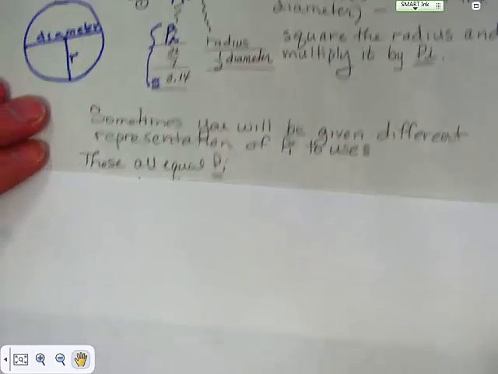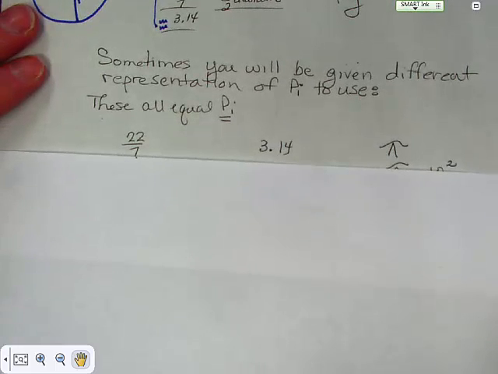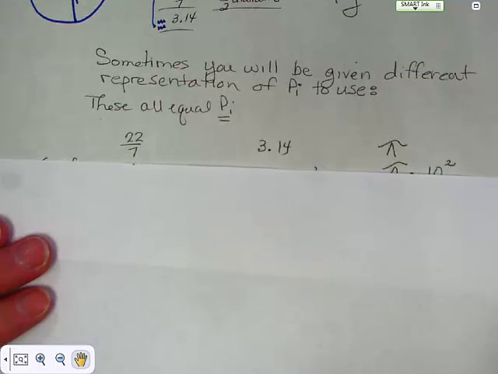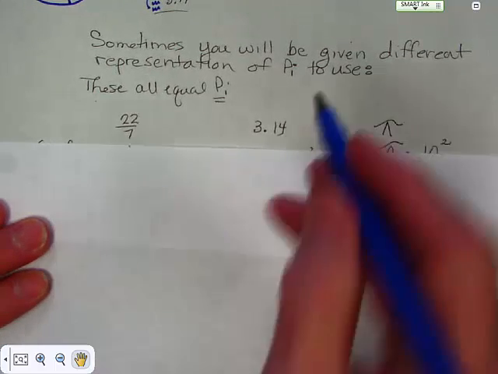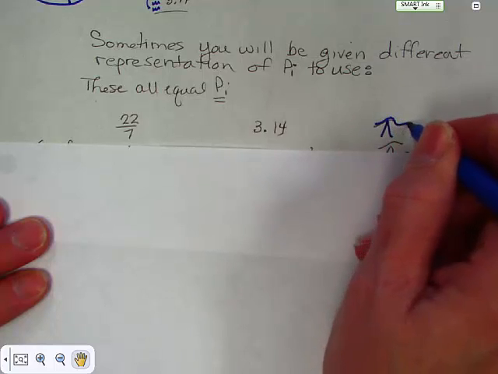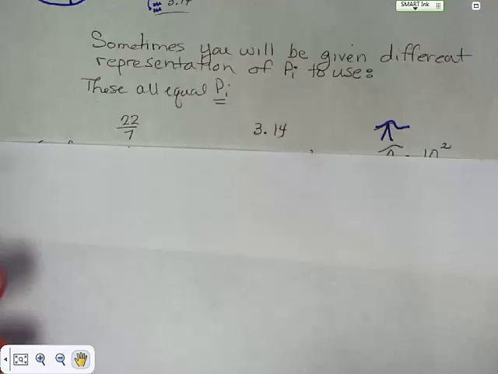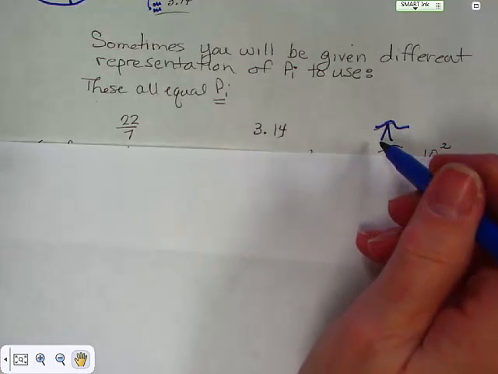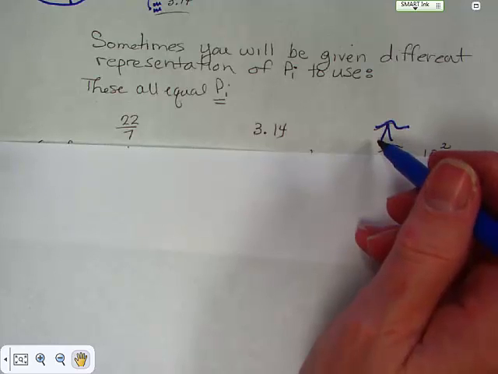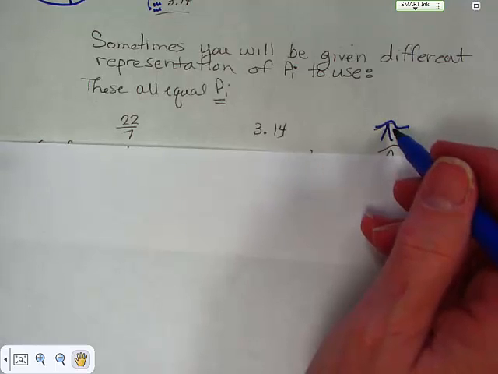So sometimes you're going to be given different representations of pi to use. These three all equal pi. 22/7, 3.14, and this nice little symbol right here. And the most confusing to people is when people say, leave the answer in terms of pi. Well, that means that you're actually going to have the symbol pi in your answer, and you won't be multiplying by 3.14. You won't be multiplying by 22/7. You're just going to multiply by pi, which isn't any multiplication at all. It's just leaving the symbol there.